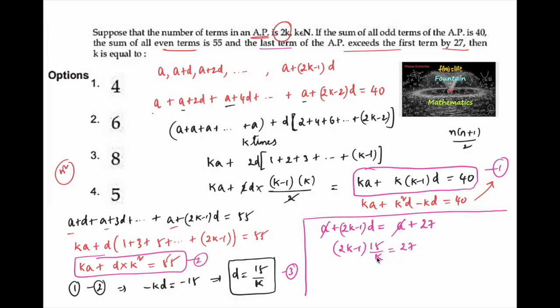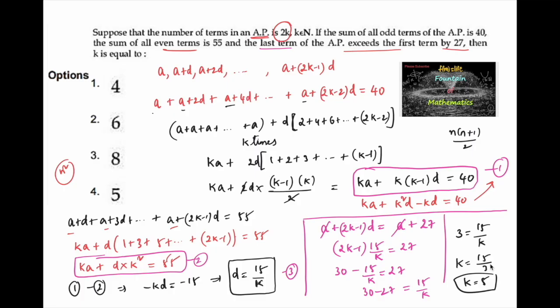27. Or we can write 15 twos are 30 minus 15 upon k is equal to 27, or we can also write 30 minus 27 is equal to 15 upon k. So 30 minus 27 is 3, equal to 15 upon k, or k is equal to 15 divided by 3, that is k is equal to 5. So we can go with the option: the value of k is 5, option 4.